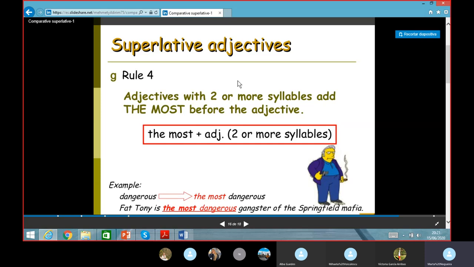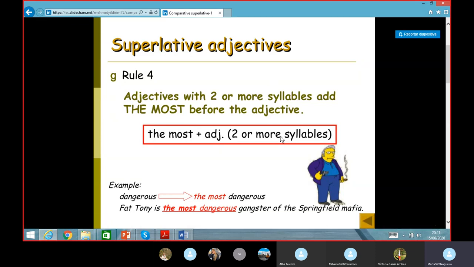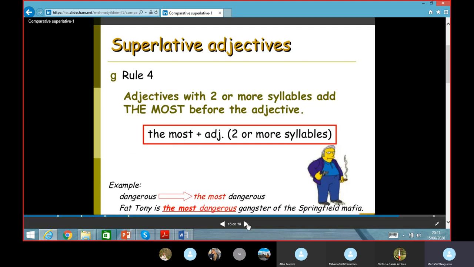¿Ok? Fat Tony is the most dangerous. Me aprendo que en el superlativo siempre pongo the, añado est a los adjetivos y si es largo, dejo el adjetivo siempre tal cual si es largo, por lo que os he explicado, no voy a añadir más cosas, y pongo most, ¿vale?